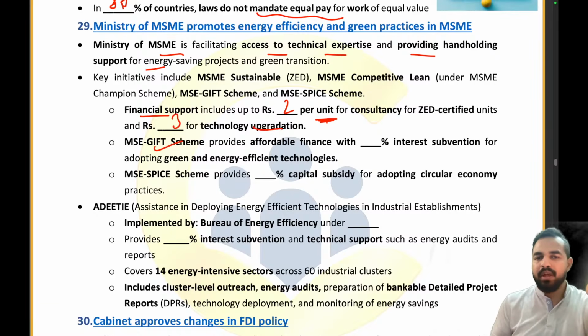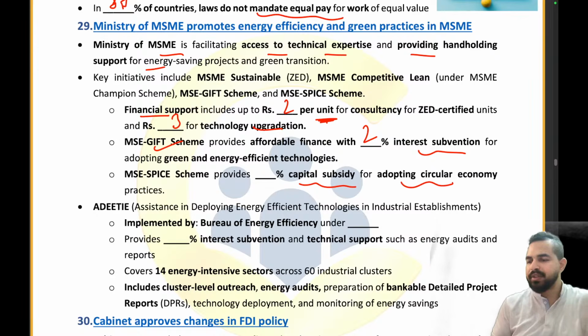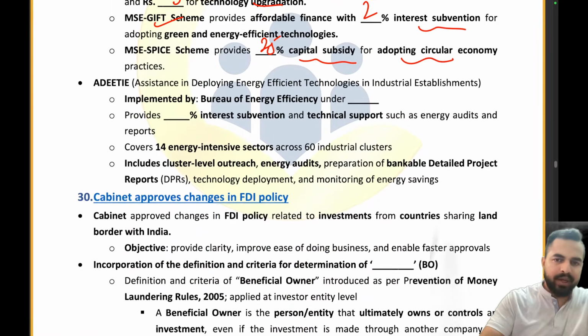Under the MSME gift scheme, the affordable finance will have what percentage of interest subvention? 2% of the interest subvention. And what will be the percentage of the capital subsidy for adopting circular economy practices? That is 25% of the capital subsidy. Absolutely right.